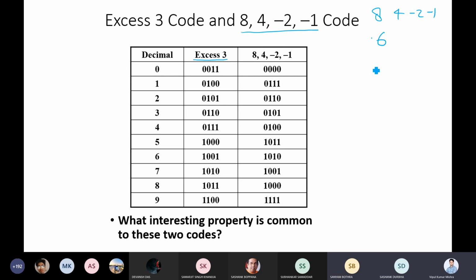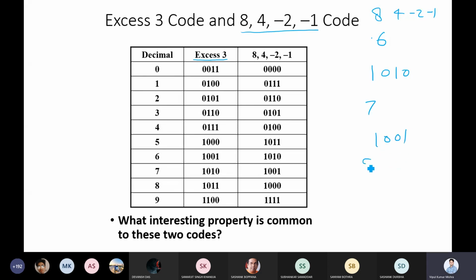8, minus 2... 8 minus 2. Yes, 1 0 1 1 0. You will get 6, right? Similarly, suppose I'm saying I have a number 7. What will we do? 1 0 0 1.